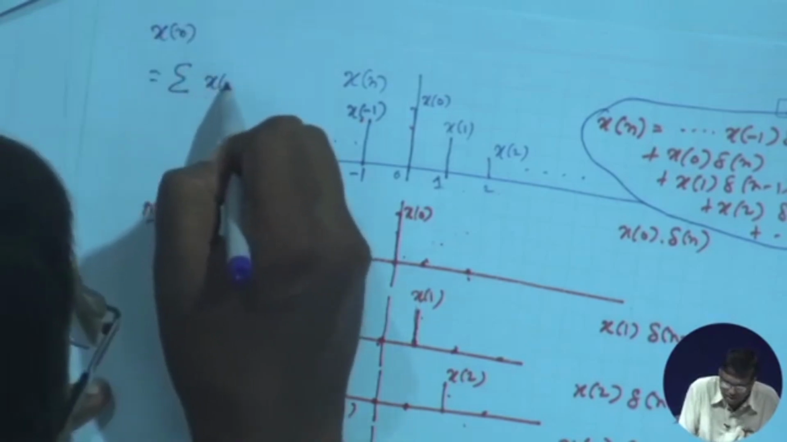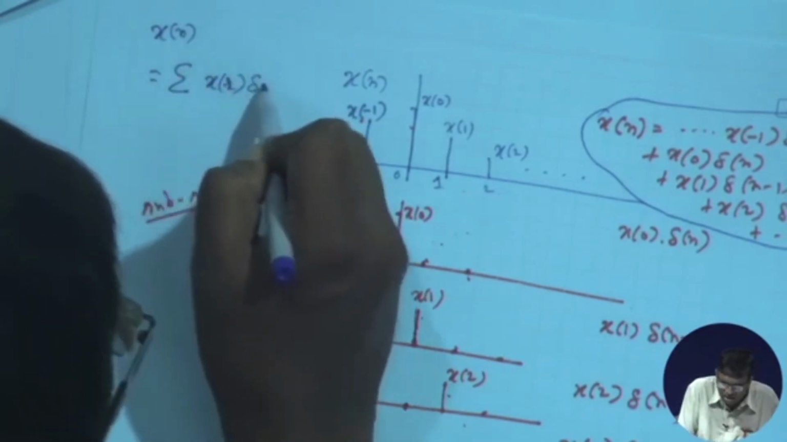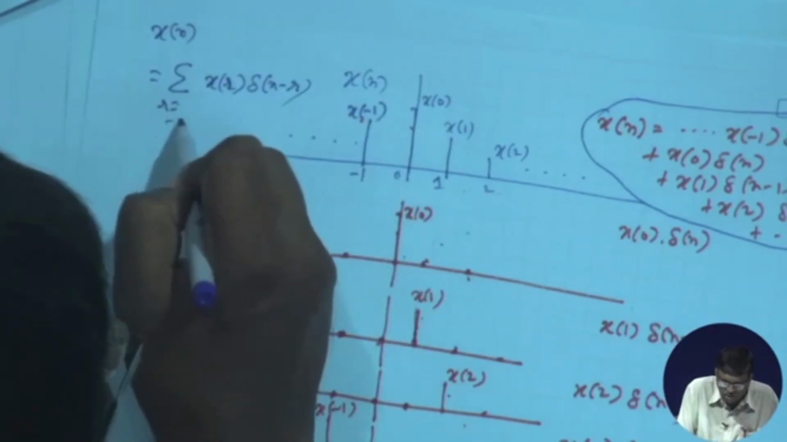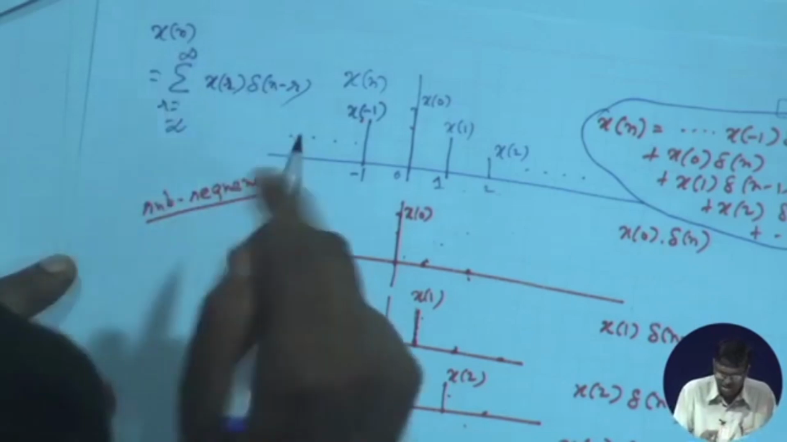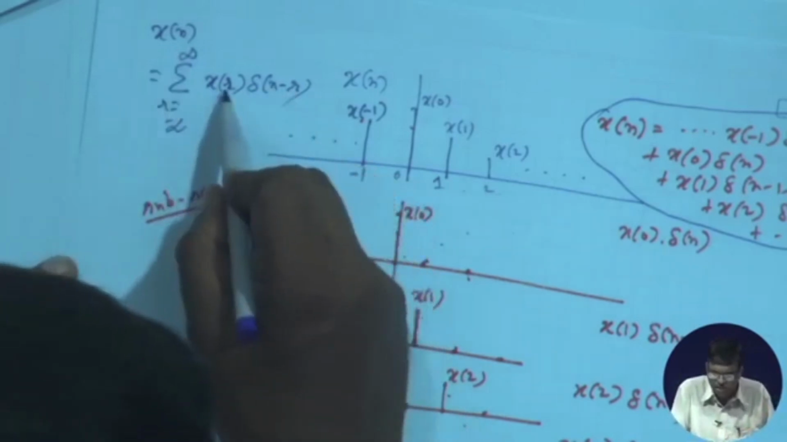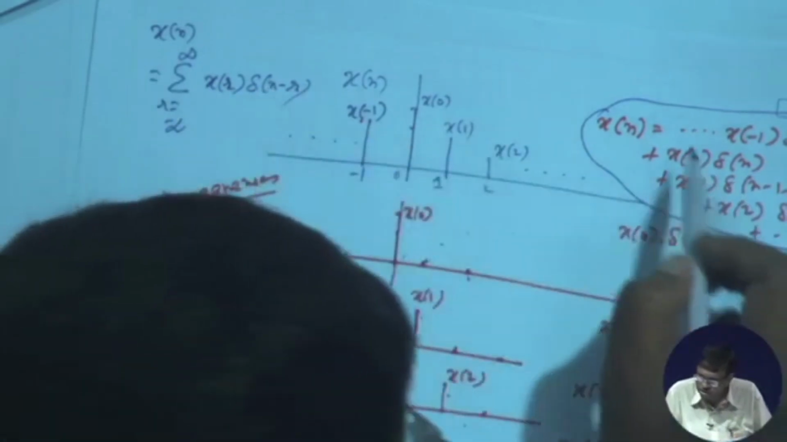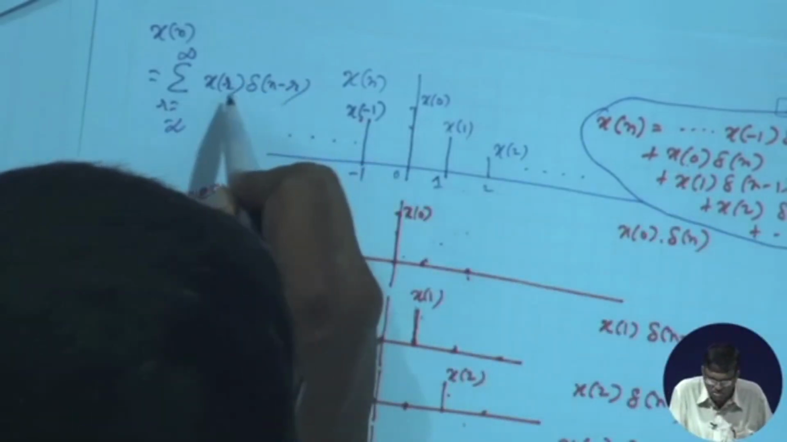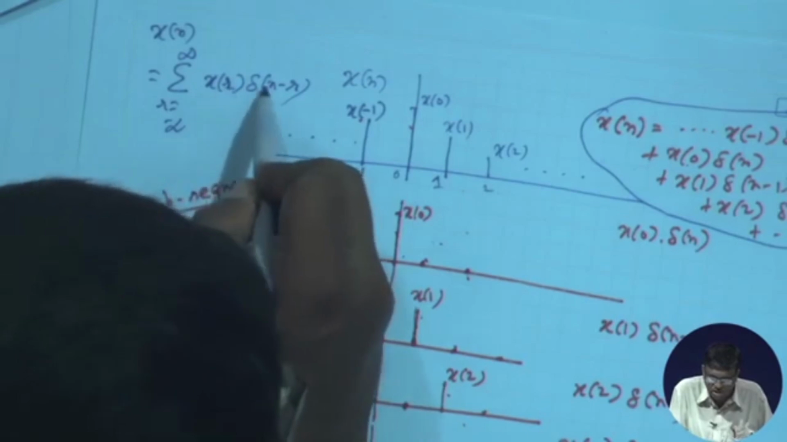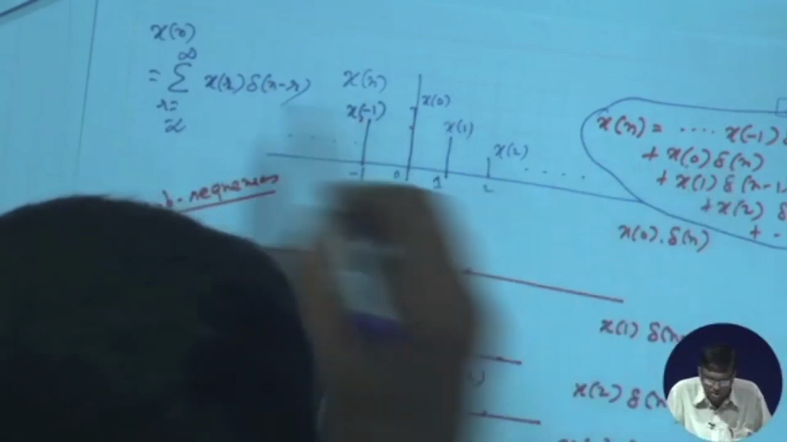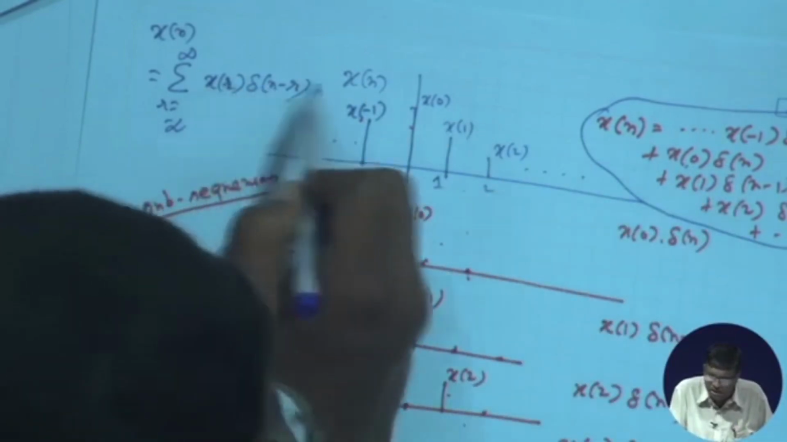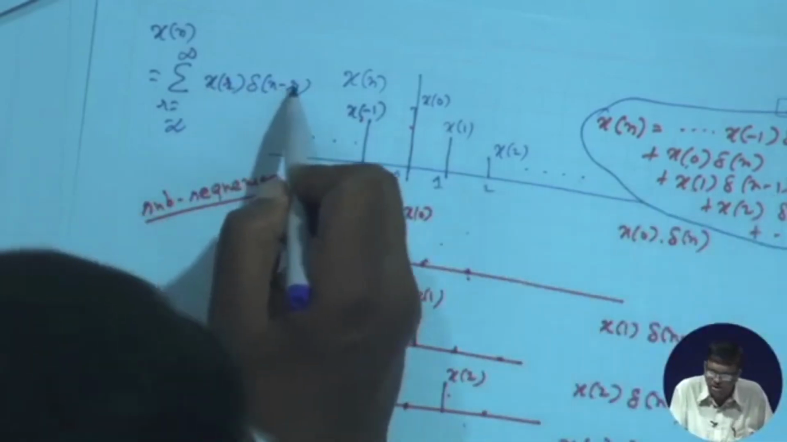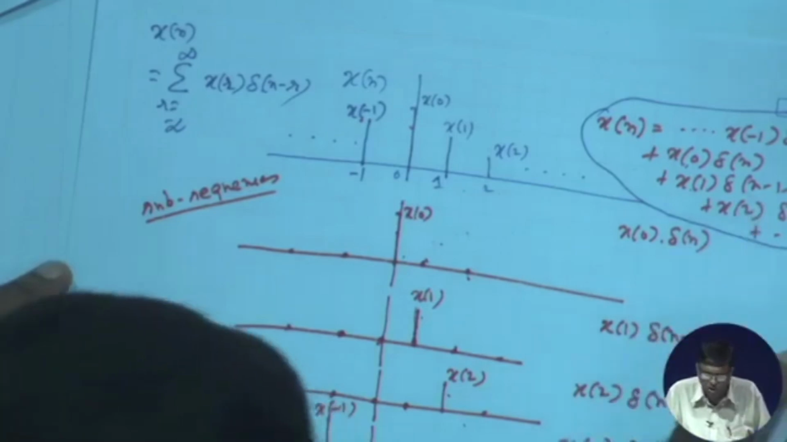You start with x[r] δ[n − r], and r will be from minus infinity to infinity. If r equals 0, you have x[0] δ[n − 0], so x[0] δ[n]. If r is 1, x[1] δ[n − 1]. If r is 2, x[2] δ[n − 2], and so on and so forth.